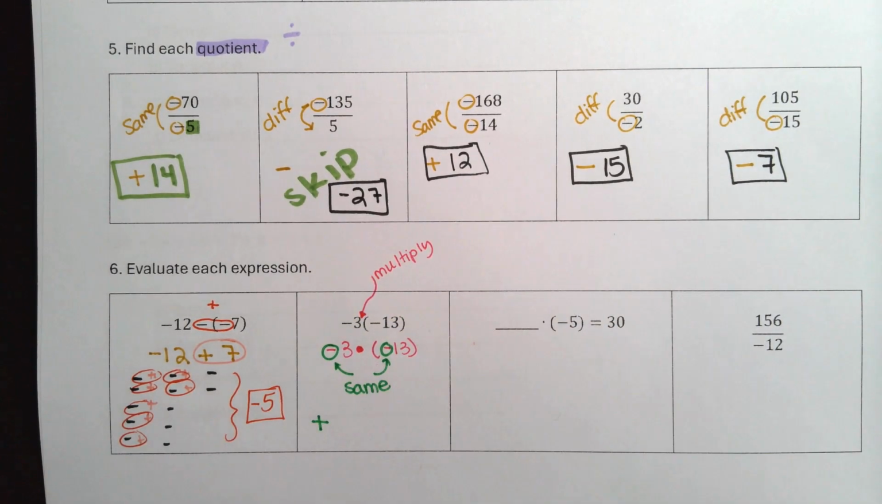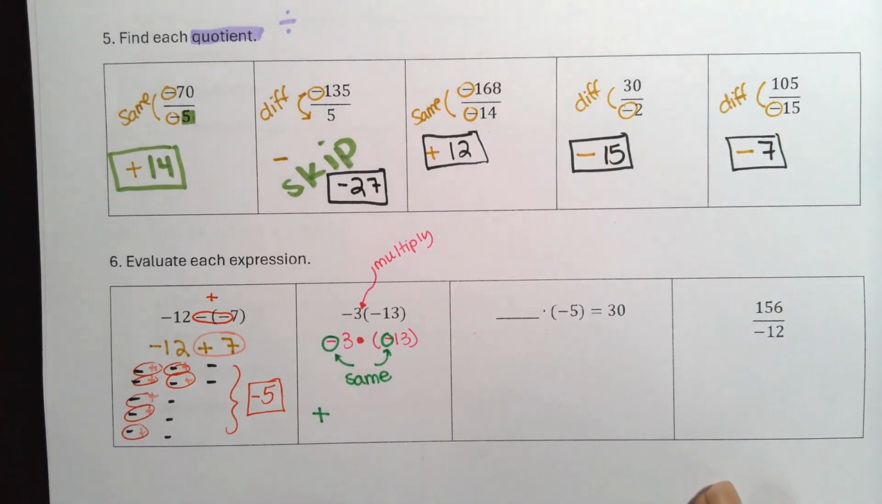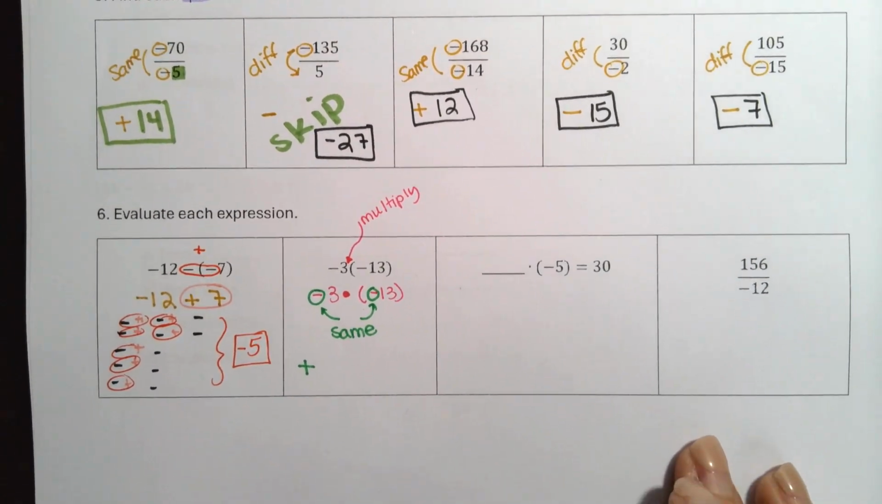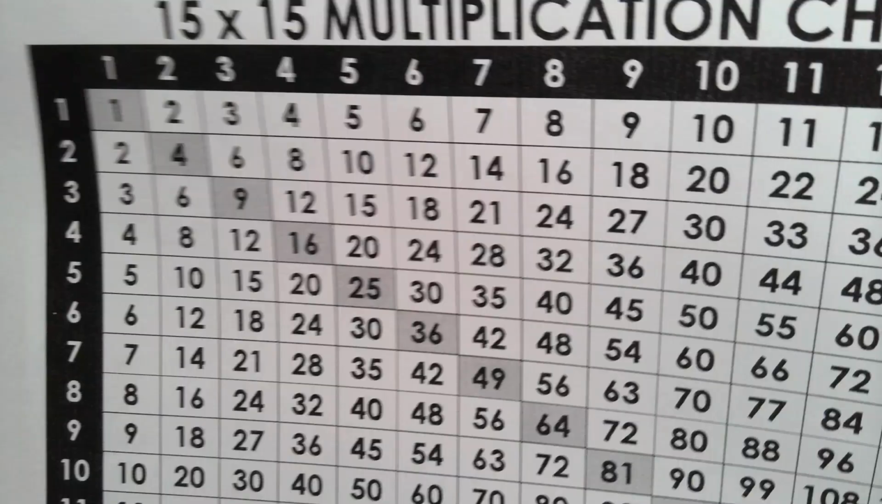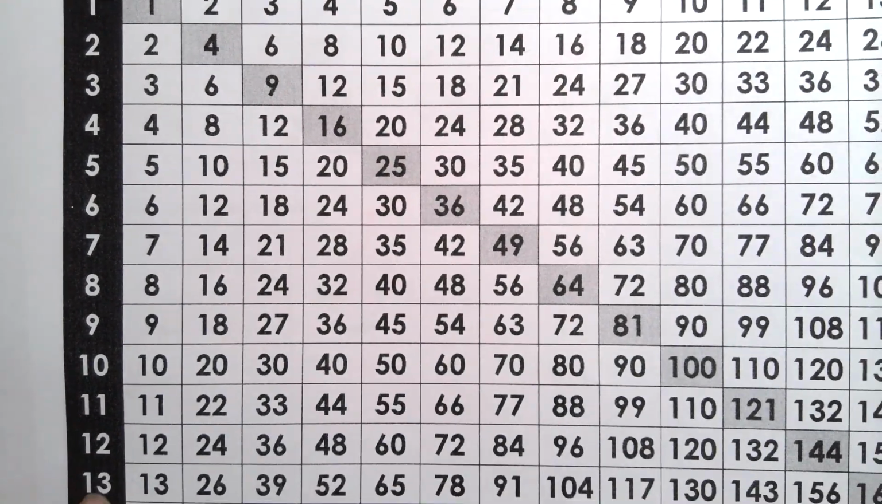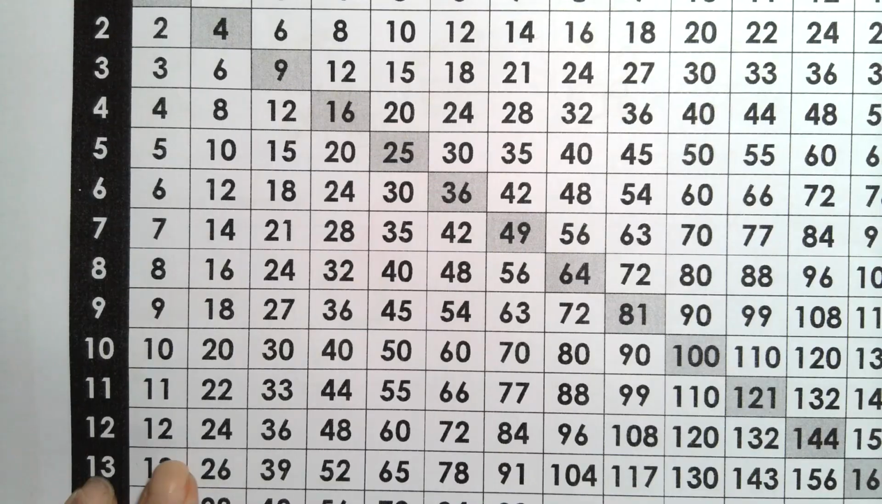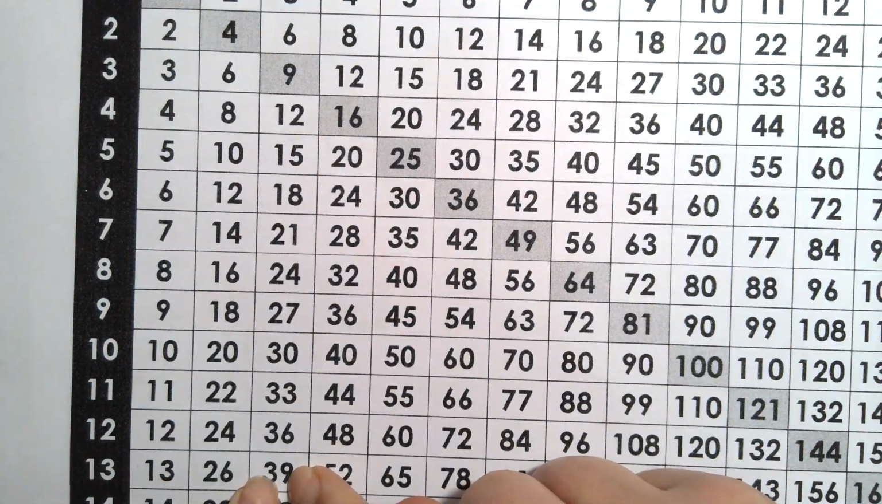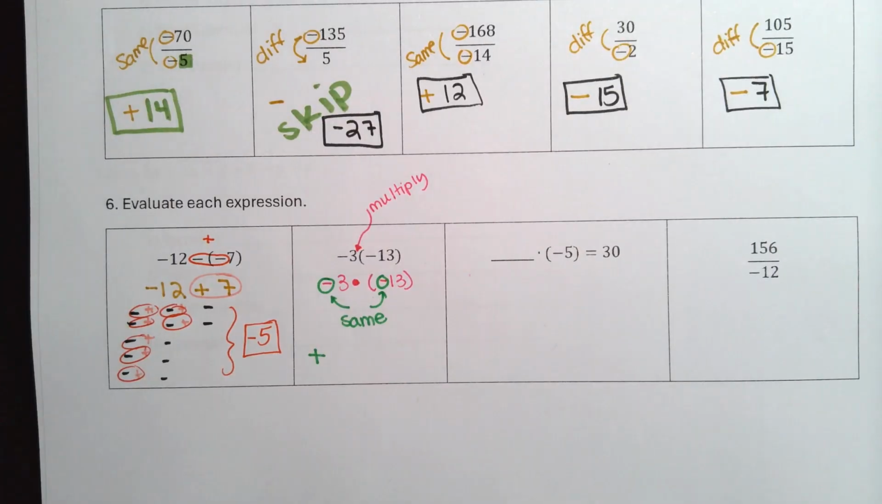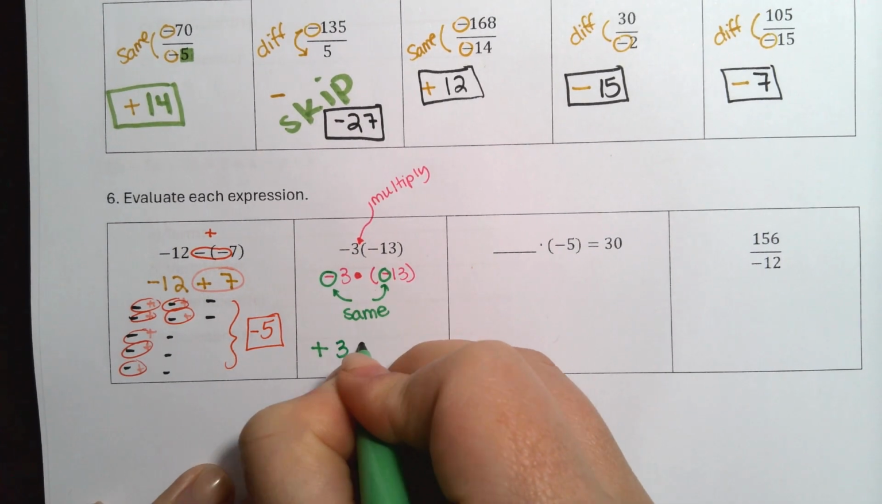Same symbols will give you a positive answer. And since they give you a positive answer, we're going to do 3 and 13. And now we only care about the numbers. So here's 13, 1, 2, 3. You can also drag your finger down, drag your finger across, and I get 39. So we get positive 39.